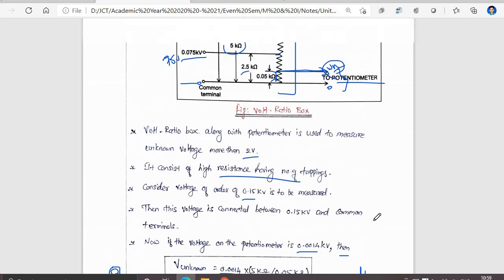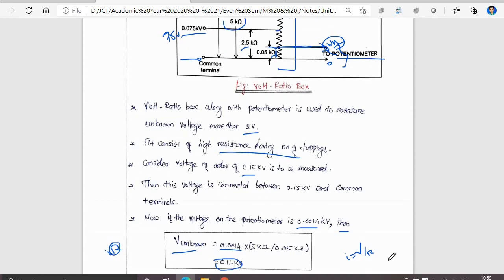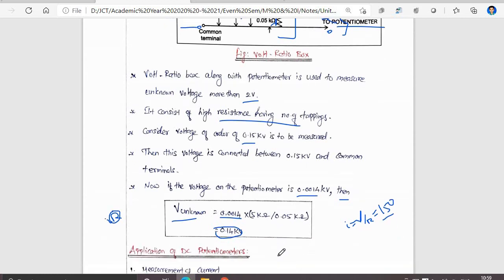So here the voltage is already known, it is 150, and the resistance value is 5. Those who have a calculator, just substitute the values here and we can find the value of current I. It is 0.014, and you have to multiply it by the resistance value to get the unknown voltage. If anyone has a calculator, find out the value of R.